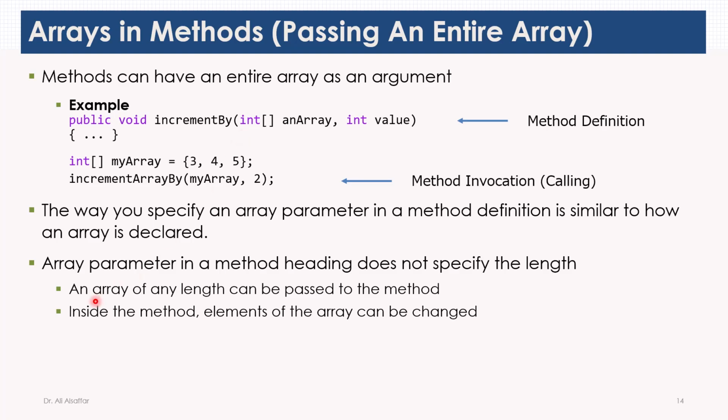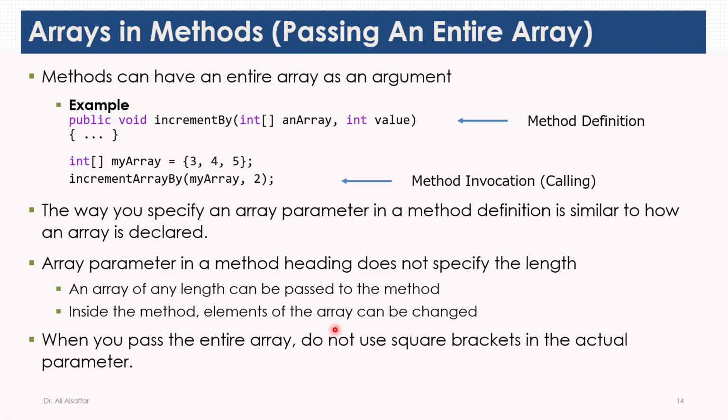One more thing, that when you pass an entire array as an argument to a method, then inside the method, any change to any element of the array can change the array itself. So when you pass an array as an actual parameter, and you supply it to a formal parameter, when you change the array of the formal parameter inside the method, then the actual parameter also will change. And we will see by an example what we mean by this.